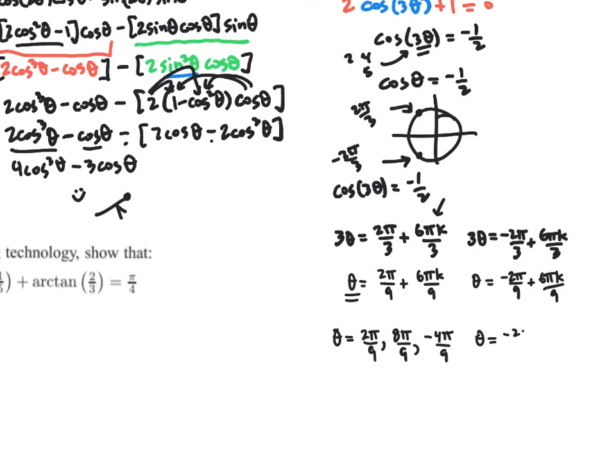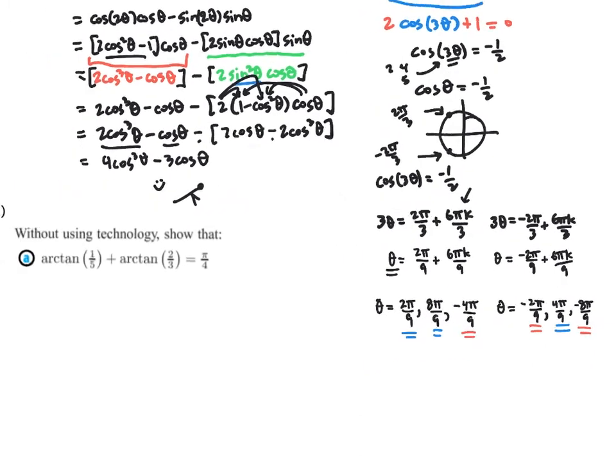The second would be negative 2 pi over 9. I add 6 pi over 9 to that, I get 4 pi over 9. I add 6 pi over 9 to that, I get 10 pi over 9, which is negative 8 pi over 9. As you can see, I get 3 negative angles, and I get 3 positive angles. Okay, that's a tricky one, but a good one to hang with.